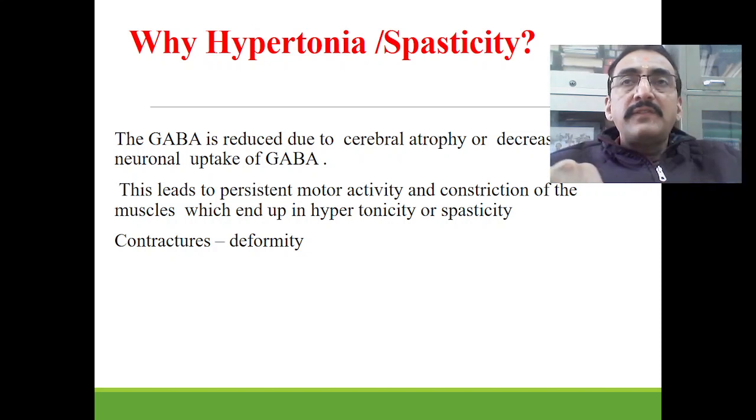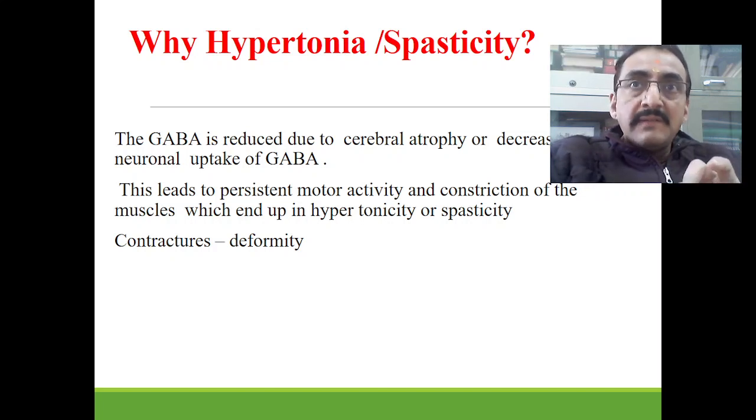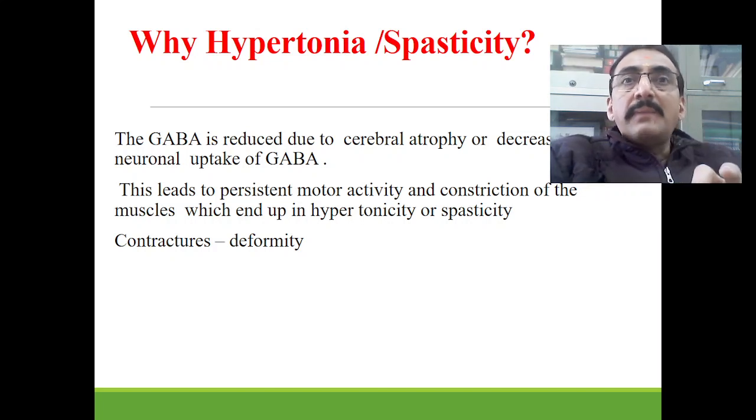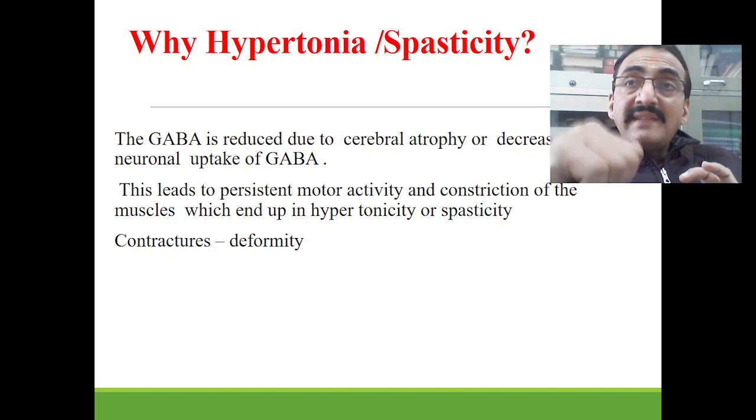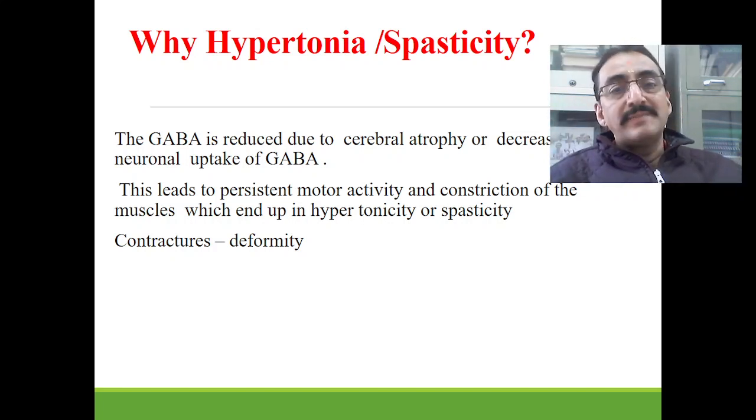But in the case of spastic cerebral palsy, because of the lack of GABA, contraction is initiated, but its inhibition is not happening because there is less GABA, or there are no GABA neurotransmitters. So this leads to persistent motor activity and constriction of the muscles, which ends up in hypertonicity or spasticity. So this is the basic problem which leads to spasticity in cerebral palsy.